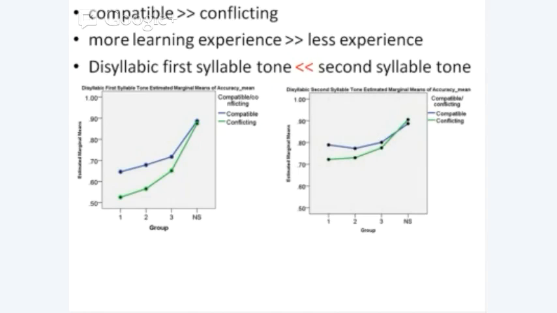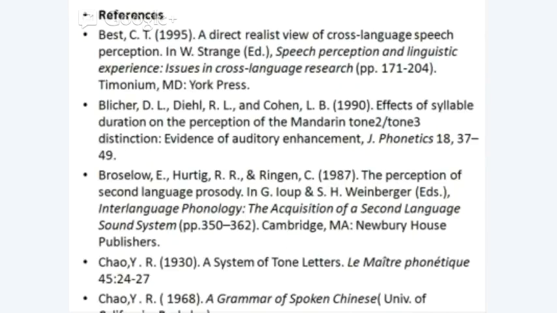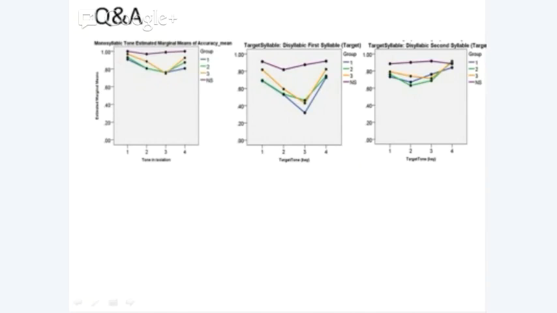And what about the second tone? We can see that it's not as strong as the first tone, right? So yes, the compatible tone perception accuracy is higher, but it's not that different. So it's not really a significant result. So that's the references, and so do you have any questions?